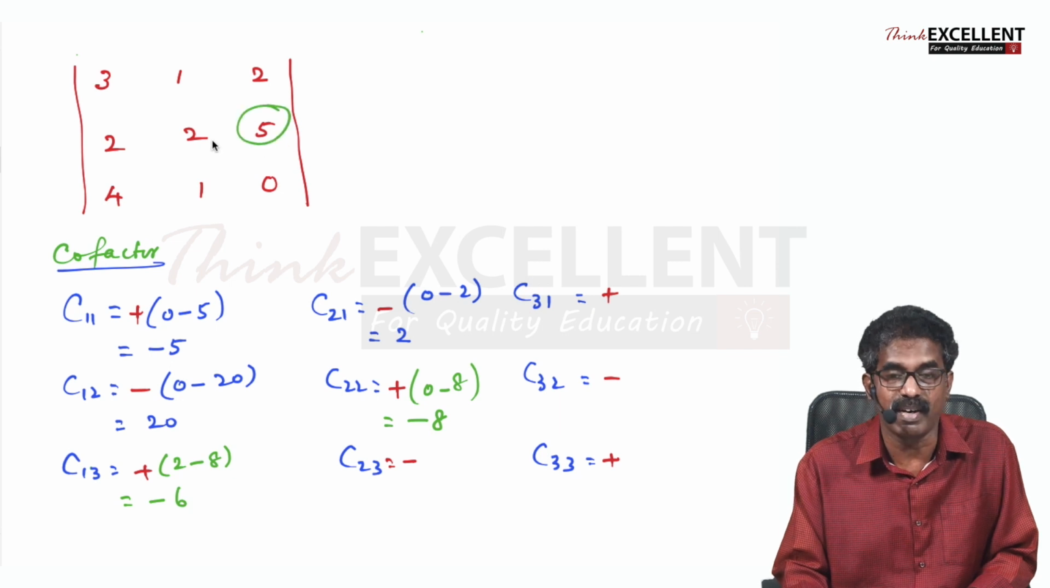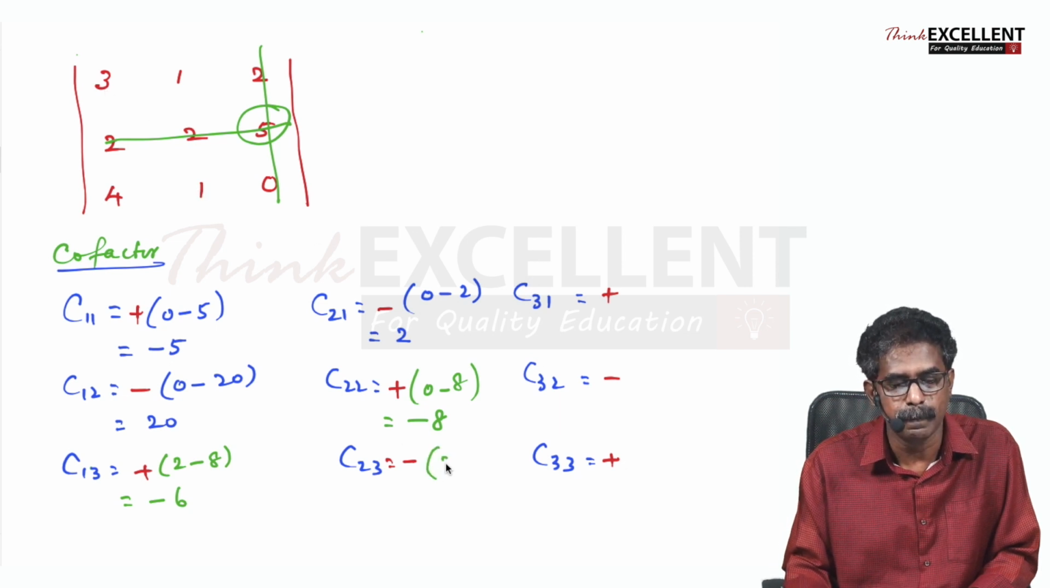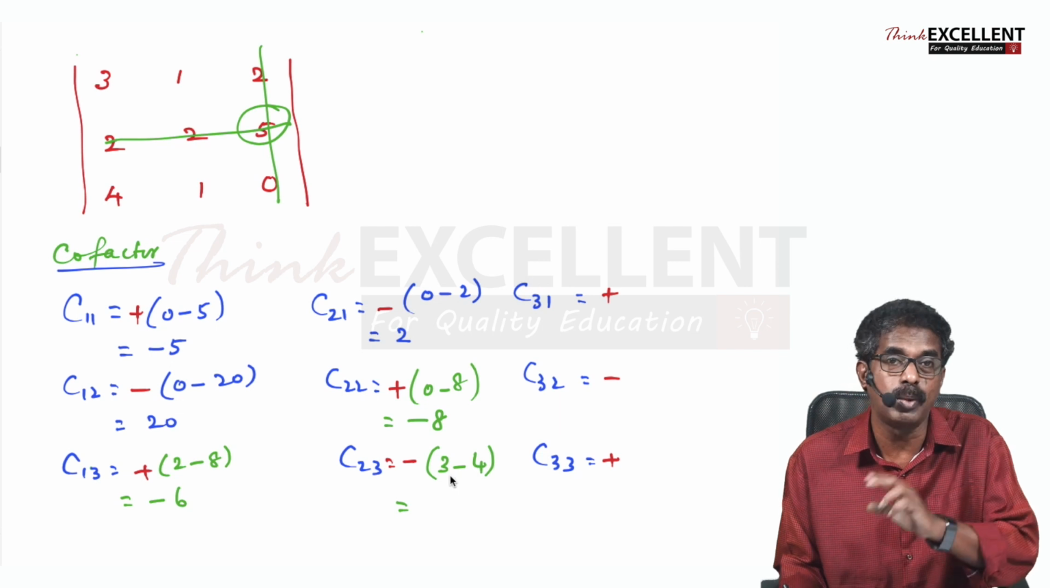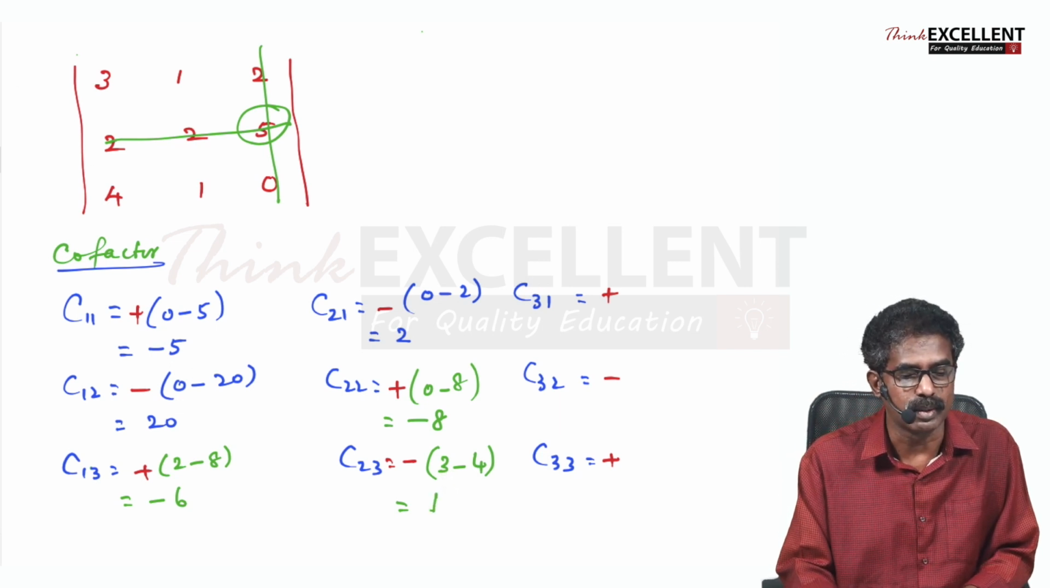2, 3, that means this 5. Leave that particular row, that column. So 3 into 1, it is 3, minus 4 into 1 is 4. What is 3 minus 4? Minus 1. But outside there is a minus. So minus 1, so the answer is what? Plus 1. So that's all that row.